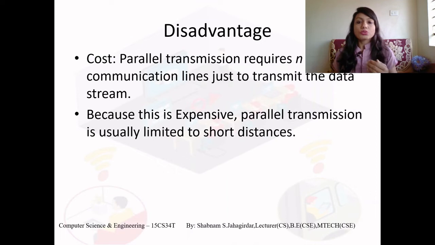And also because this is very expensive, parallel transmission is used only for shorter distances. For longer distances, as the distance increases, a lot of hardware will be required, because there are many wires, and not only the cost, we also have to maintain them. If one of the wires is cut, we don't understand which wire has the problem. So it is very expensive.